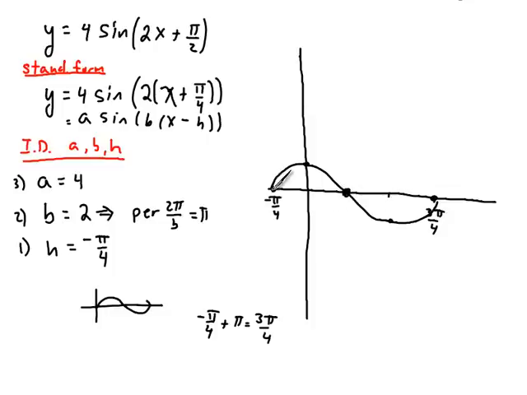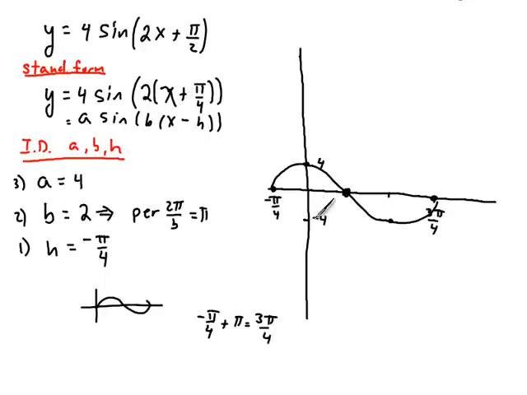And finally, once I've done my phase shift and my period, I can adjust the vertical scale. A is equal to 4. Top of the peak is going to be at positive 4. The bottom of the valley is at minus 4. And that is the graph of the primary period for this function, 4 sine of 2x plus pi over 2.